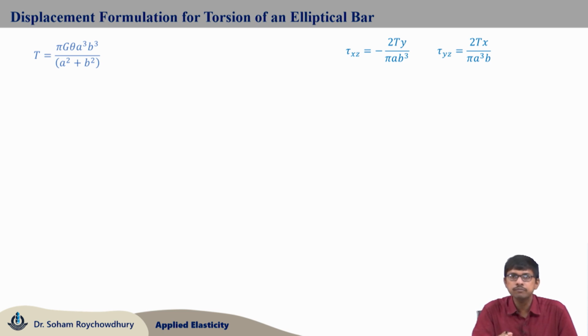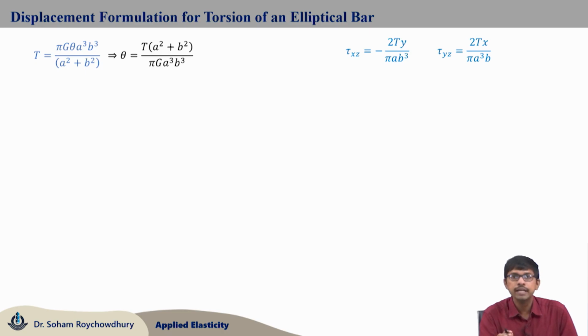Here, for displacement formulation, we will avoid phi. Stress function is not involved. We will try to solve for w in the displacement formulation. So, tau xz, tau yz resultant shear stresses were already obtained in terms of applied torque, and the torque theta relation is also known, which are written here.